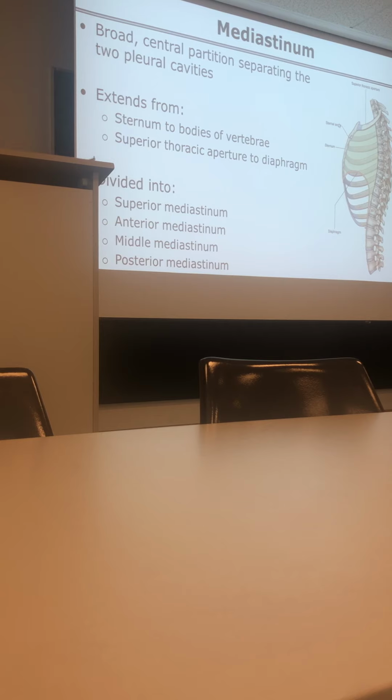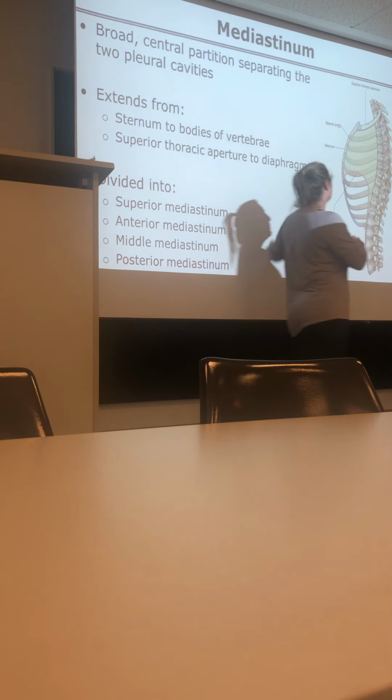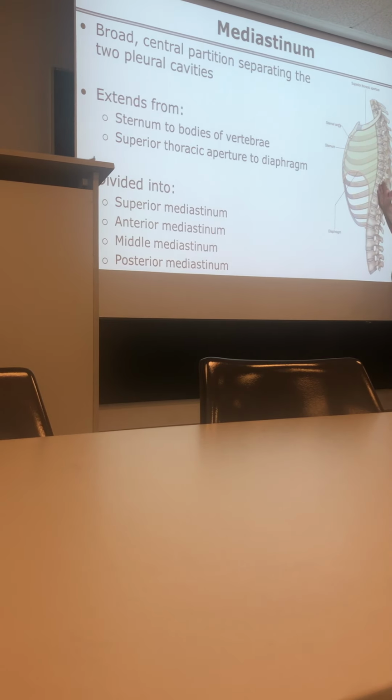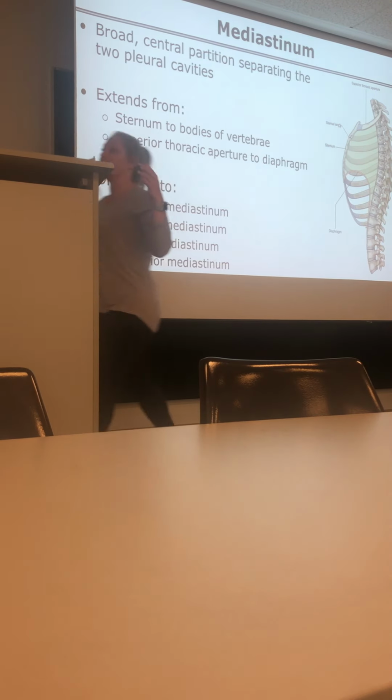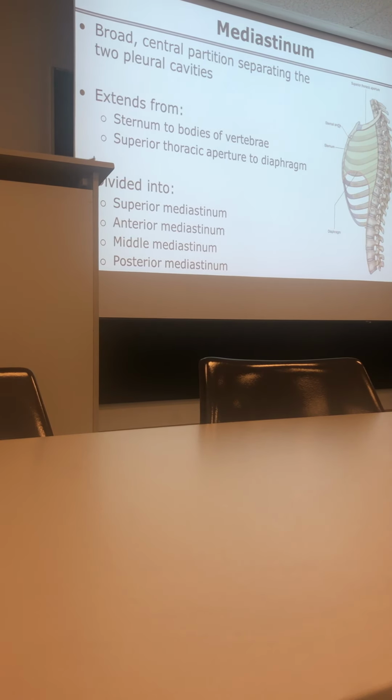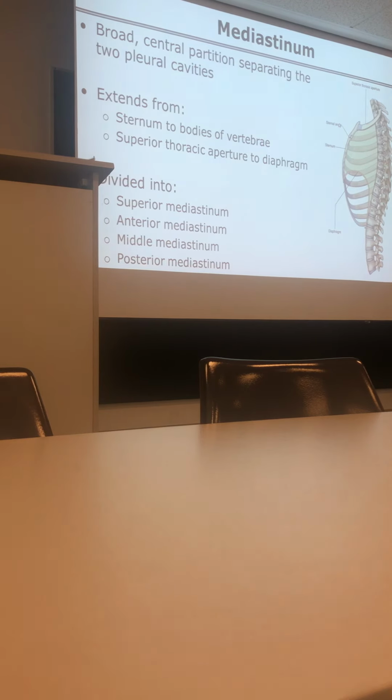So in between them and then around them. Okay, it goes from the sternum all the way back to the bodies of our vertebrae. And then it also goes from our superior thoracic aperture, where our first rib is located, so the opening into the thorax, down to our diaphragm. Okay, and it's divided into different divisions. So we have a superior mediastinum, an anterior, middle, and a posterior mediastinum.